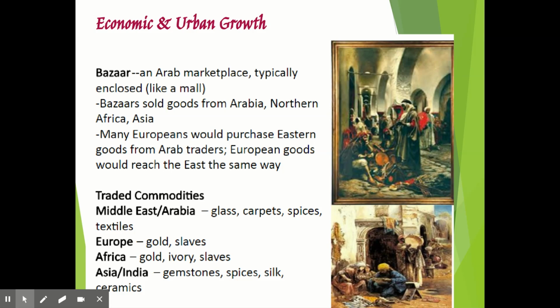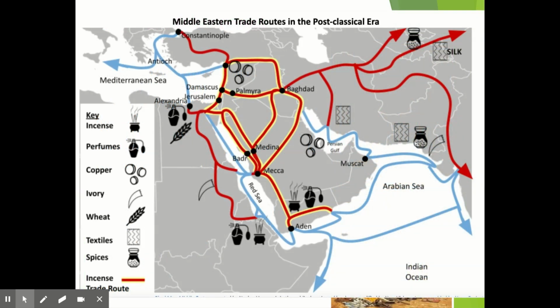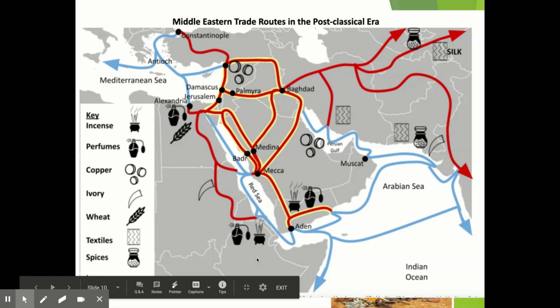Goods unique to the Middle East, like glass and carpets and spices and textiles, slaves from Europe, ivory from Africa, and gemstones and spices and silks and ceramics from India. And you can see that these trade networks are incredibly interconnected, and all of the resources that moved in and out of these cities. So every dot that you see here is a major urban center. So I would say pause this for a moment and look at all of the different goods that made their way throughout the empire.